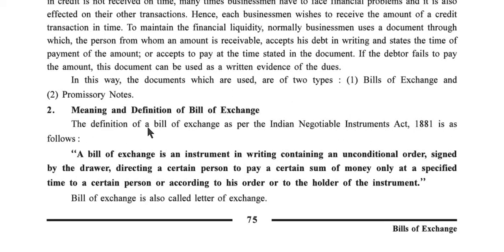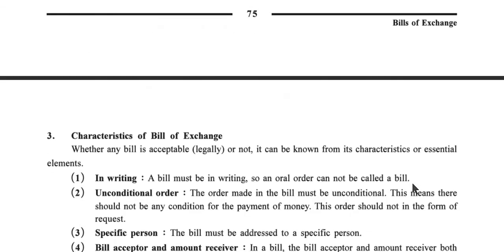The definition of bill of exchange as per the Indian Negotiable Instruments Act, 1881 is as follows. A bill of exchange is an instrument in writing containing an unconditional order signed by the drawer directing a certain person to pay a certain sum of money only at a specified time to a certain person, or according to his order or to the holder of the instrument. Bill of exchange is also called letter of exchange.